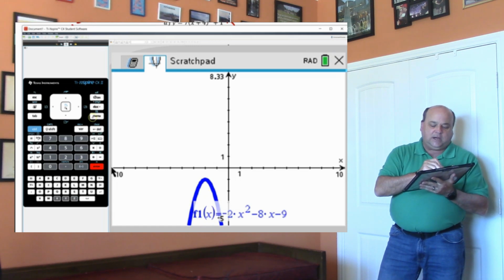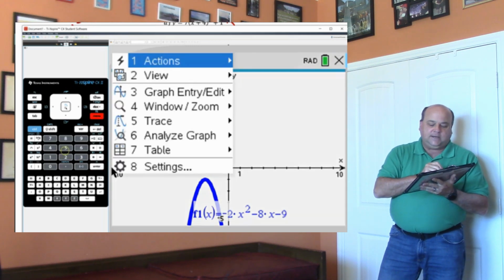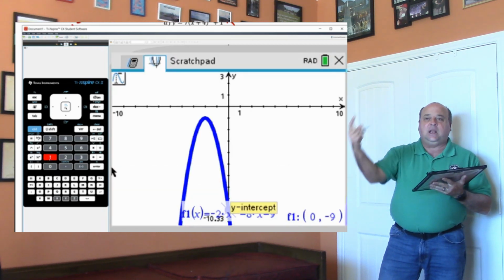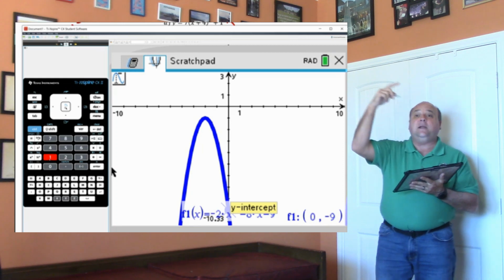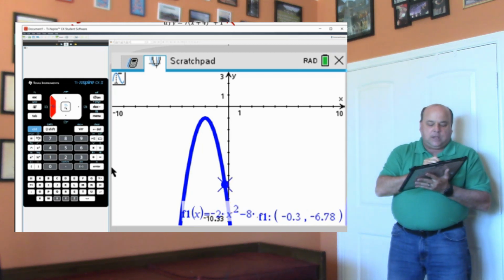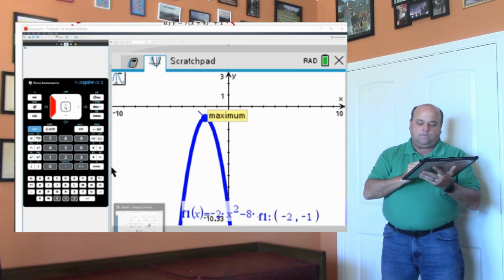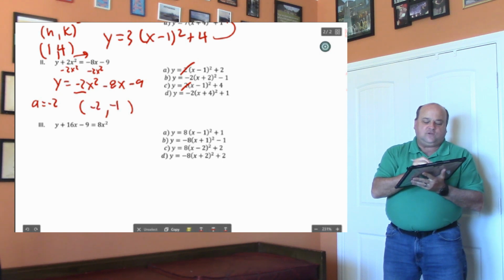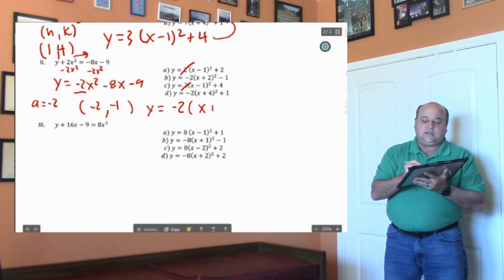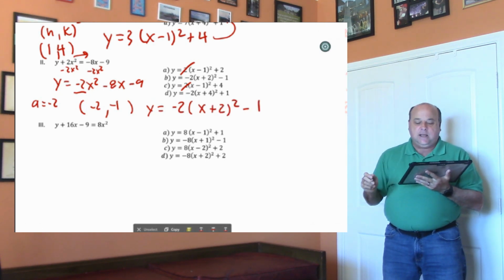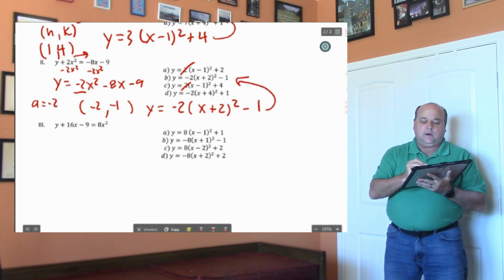Now then, let's graph trace. So menu, trace is 5, graph trace is 1, and I'm going to hit the left arrow button until I get to the top, and it should say maximum. So keep hitting that left arrow button until you trace to the top. It should say maximum, negative 2, negative 1. So my vertex is negative 2, negative 1. That means I'm going to have y equals negative 2 parentheses x plus 2 squared minus 1. Remember, the h is opposite, and that matches up to this one right here, doesn't it?